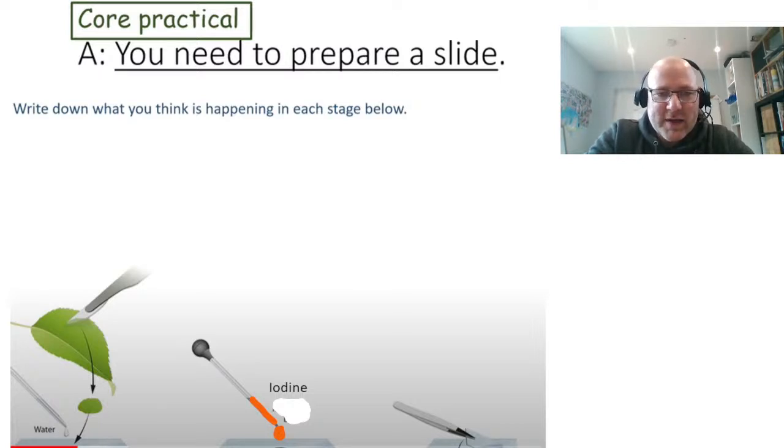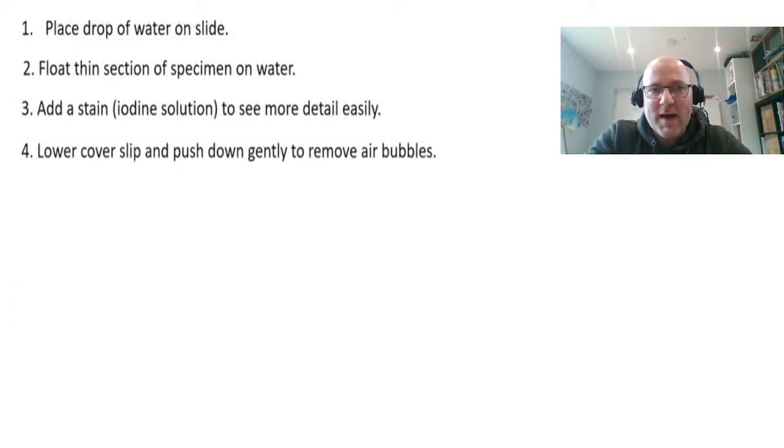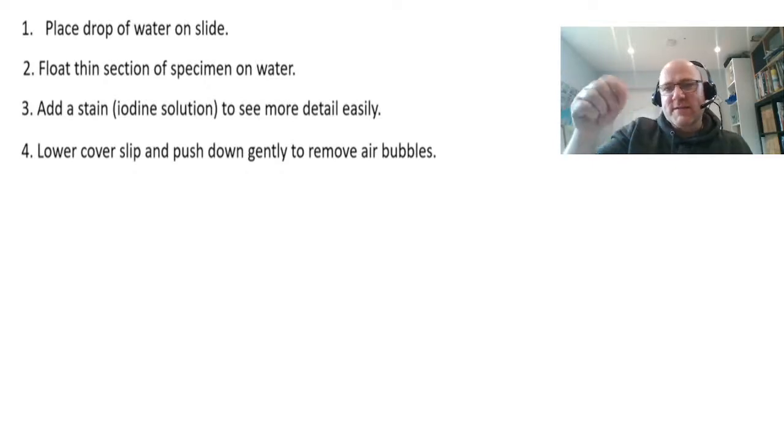So guys, these are the 4 points you need to know. If you're asked about how to prepare a slide on Tuesday: drop of water, float a thin section on it, so cut a thin section. They might ask you why thin. Why did Sally cut a thin section? So the light can go through. Add a stain. Why did Raj add a stain to the sample? So we can see the details more clearly, or the structures more clearly.